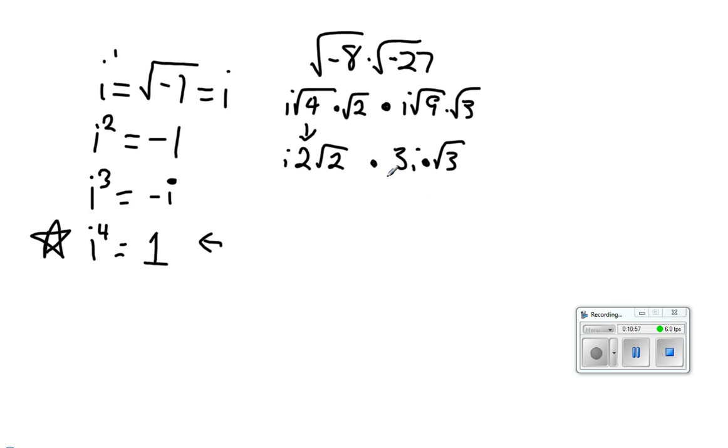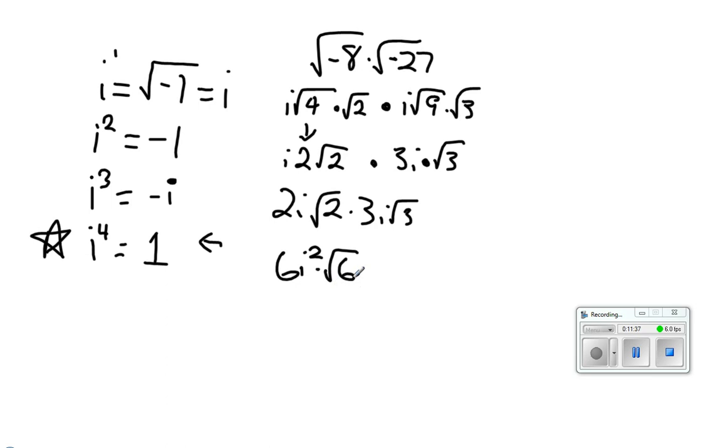Alright. So now we can combine our. Wait, can we combine our. Alright, so once we get here, now we just multiply. So I'm going to rewrite this. This is 2i times square root of 2 times 3i times square root of 3. And we're just going to multiply these straight up. So 2i times 3i is 6i squared. And then we can multiply our square roots together. So square root of 2 times square root of 3 is square root of 6.